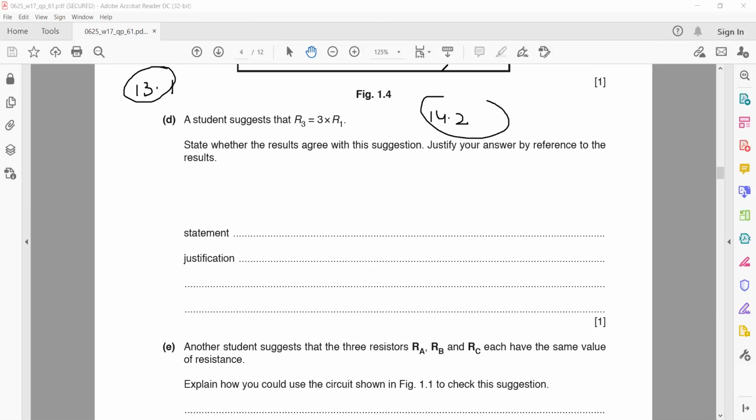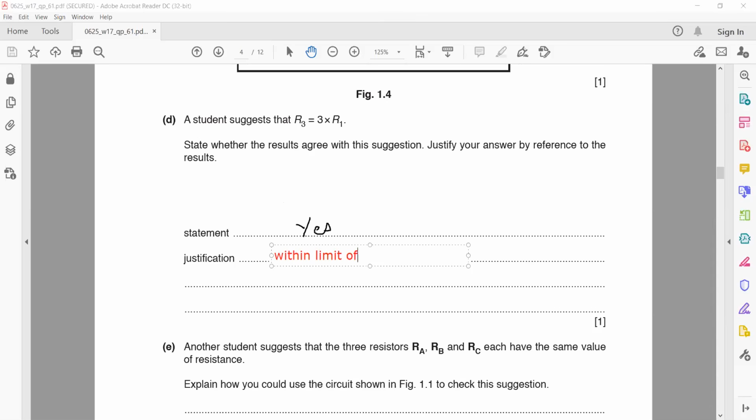So the statement we will write here is yes, and the justification: within limit of experimental accuracy. The two values are equal because the percentage difference is less than 10.